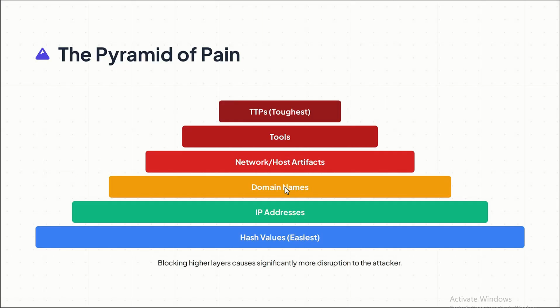The Pyramid of Pain is one of the essential terms and subjects that every analyst should know and have information about in simple terms. Well, the Pyramid of Pain is divided into 6 main parts: hash values, IP addresses, domain names, network and host artifacts, tools, and TTPs, tactics, techniques, and procedures.